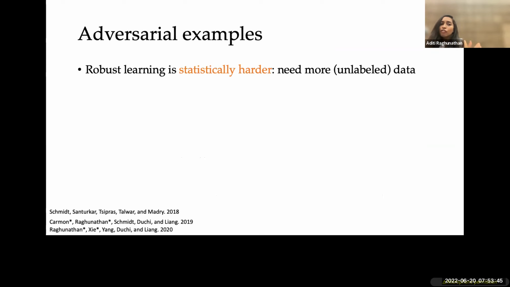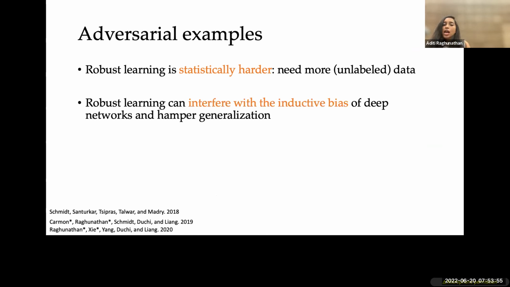For adversarial examples, you can show that this is actually because the problem is statistically harder, which means that maybe we need more data to solve the problem. And there's also this issue that robust learning can interfere with the inductive bias of these deep networks. And so that kind of explains why the standard error goes up. So you have these two effects. One is the robust error is just a harder metric. You need more data. And this trade-off can happen because, if you focus on something, then the network's inductive bias kind of ends up making it generalize less, unlike the average case.